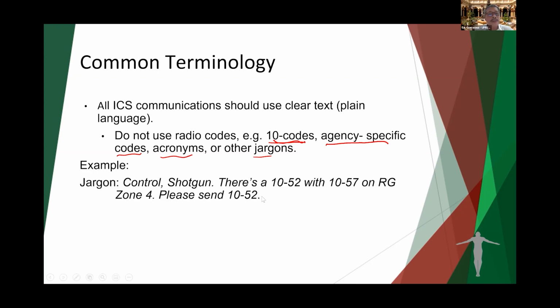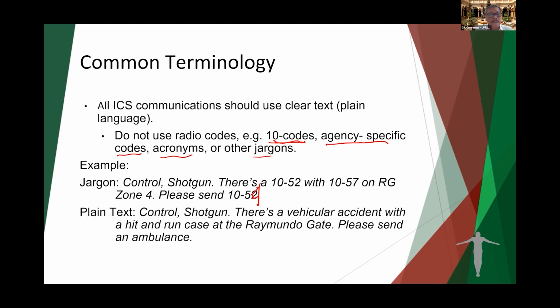Here's a jargon example. Control decision. There's a 1052 with 1057 on RG Zone 4. Please send 10, this should be 1054. Kung kayo ang nakakuha ng message na yan, I'm sure you will not understand what all these 10 codes mean. What's a 1052? What's a 1057? Where is RG Zone 4? Or what is a 1054?